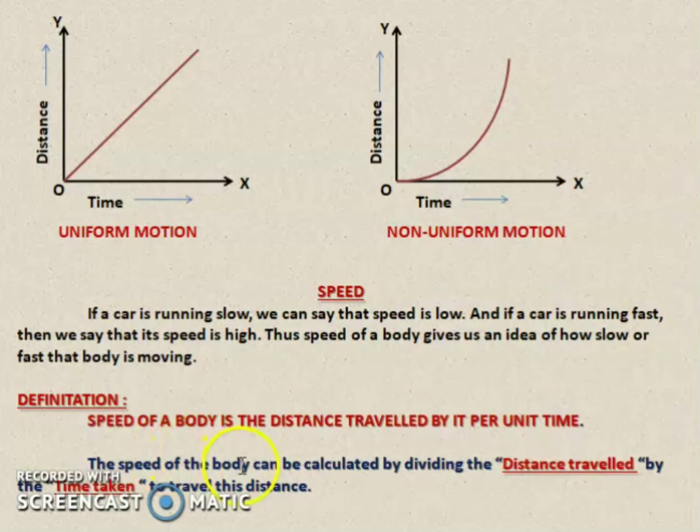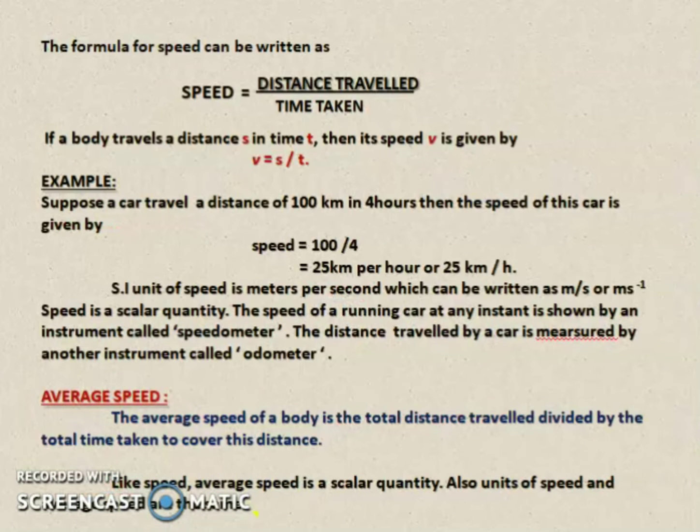The speed of a body can be calculated by dividing the distance traveled by the time taken to travel this distance. The formula for speed can be written as speed equals distance traveled upon time taken. If a body travels a distance s, the distance is represented by the letter s, in the time t, the time is represented by the letter t, then its speed, represented by the letter v, is given by v equals s upon t.